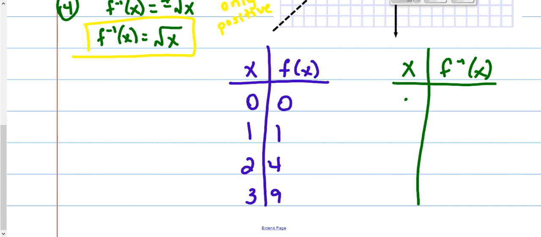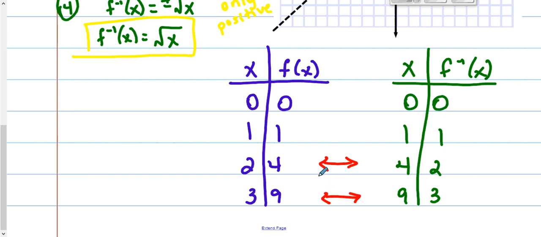We still have (0, 0), we still have (1, 1), and we have (4, 2) and (9, 3). So you can tell right here and right here, the x and the y are switched. They just switch places, just like they do in step 3 of the function. Okay? So moving on here.